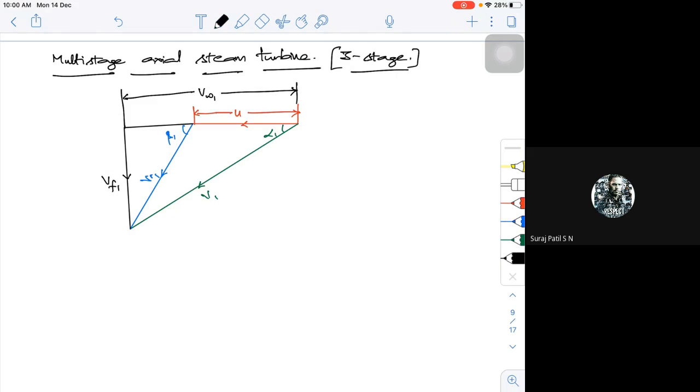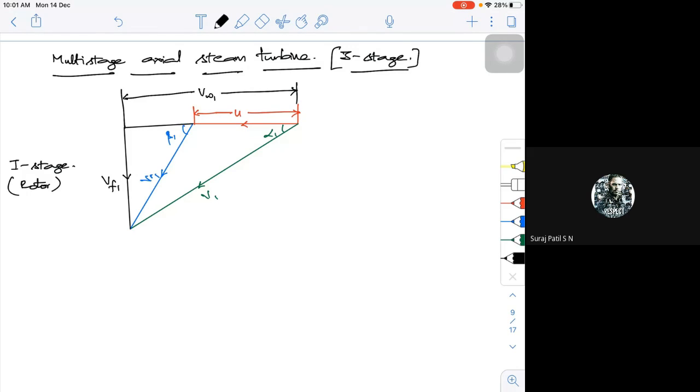Look at this. This is your first stage, which means I will be writing the velocity triangles only for the rotor, because in the stator the fluid will just be guided, that's it. There is a change of velocity, that's it. There can be a drop in the velocity because of the friction or whatever it may be. Now, first stage velocity triangle for the rotor.